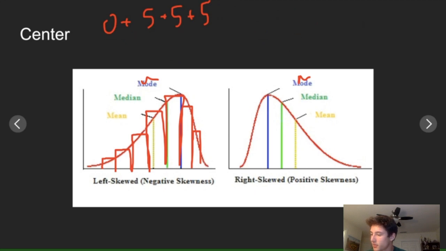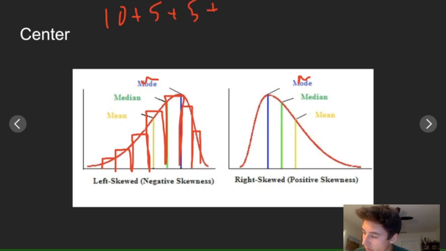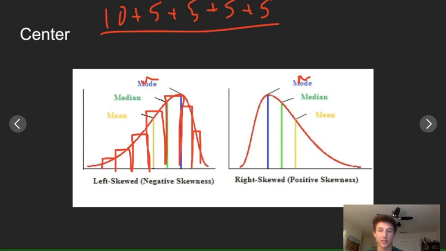Now, let me just finish erasing all this right here. Okay, let's do this the other way. Now, let's say we have a 10, 5, 5, 5, 5. And that's all going to be over 5 because we're finding the mean. And that's going to equal 30 over 5 equals 6. Now, our mean is 6, but our median, once again, the middlemost number, is 5. Now, this time, the mean is greater than the median.